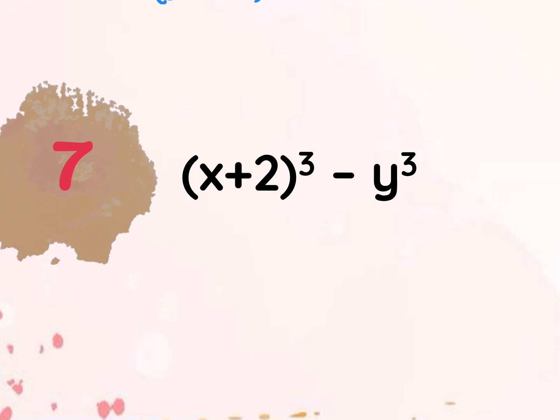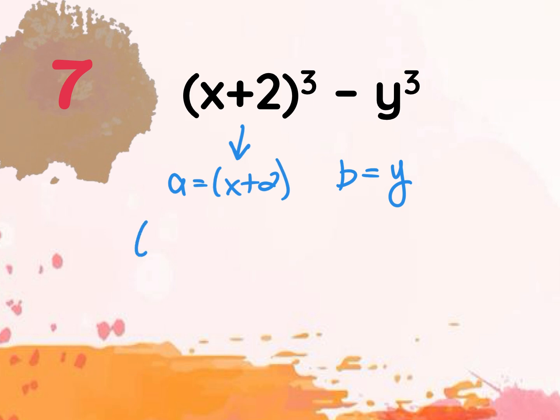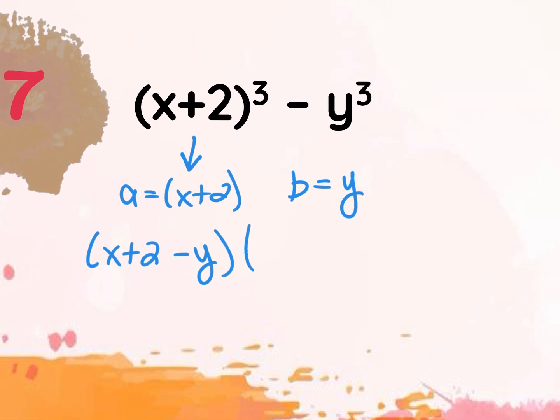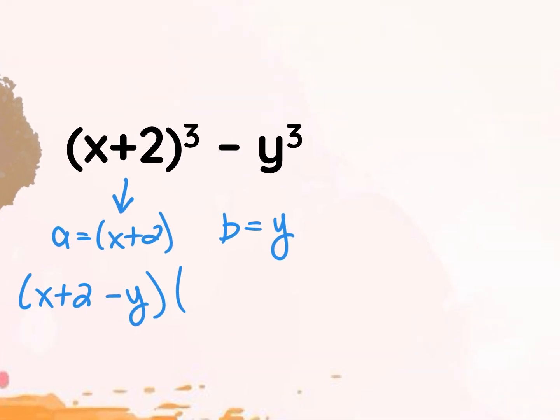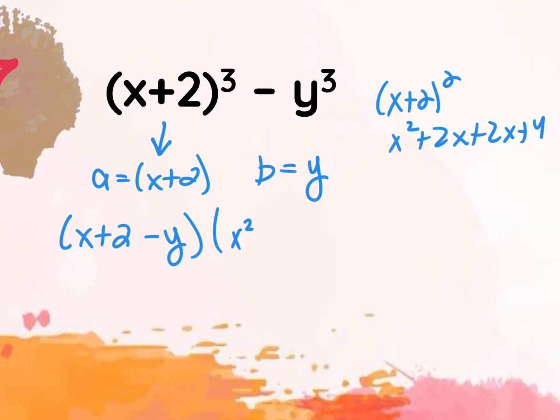And then lastly, again, this looks a little different, but it is the difference of cubes. So I'm going to say my A term is x plus 2. My B term is y. This is the difference. So my first parenthesis is going to be x plus 2 minus y. I'm going to square the first term. So when I square, go ahead and say x plus 2 squared. It's going to be x squared plus 2x plus 2x plus 4. So I have x squared plus 4x plus 4.